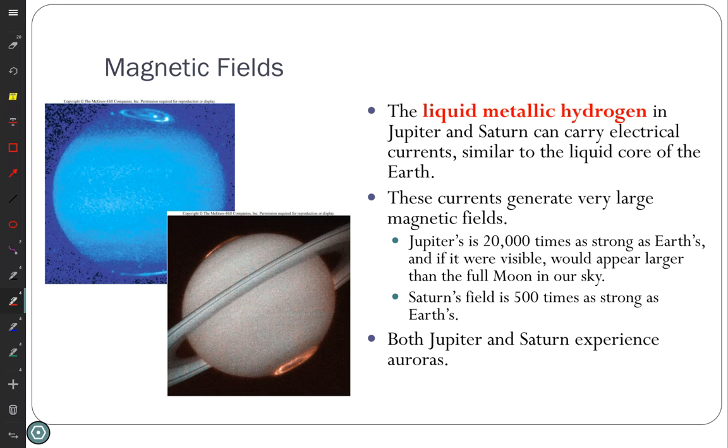Magnetic fields. This is the last slide, I believe, on Jupiter and Saturn. It leads us straight into talking about Uranus and Neptune. So Jupiter and Saturn have very strong magnetic fields. Now it says Jupiter's is 20,000 times stronger than the Earth's. 20,000 times. That's really, really strong.